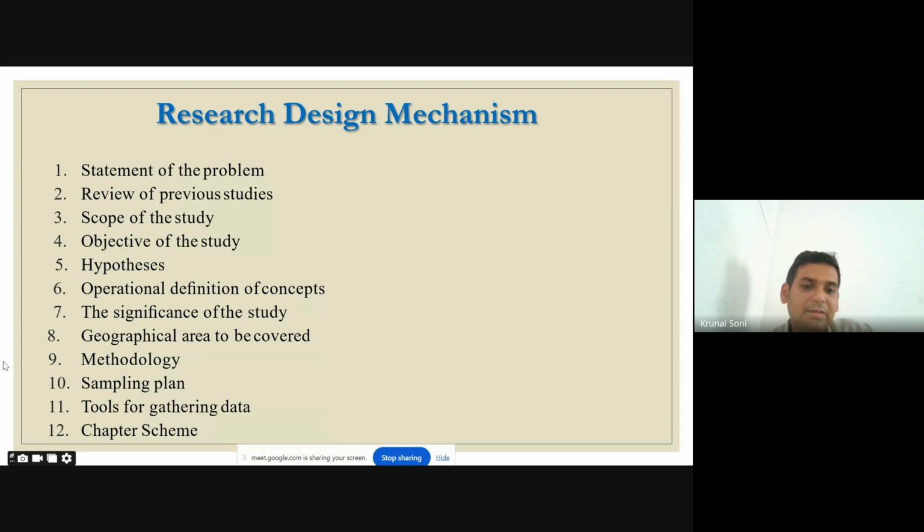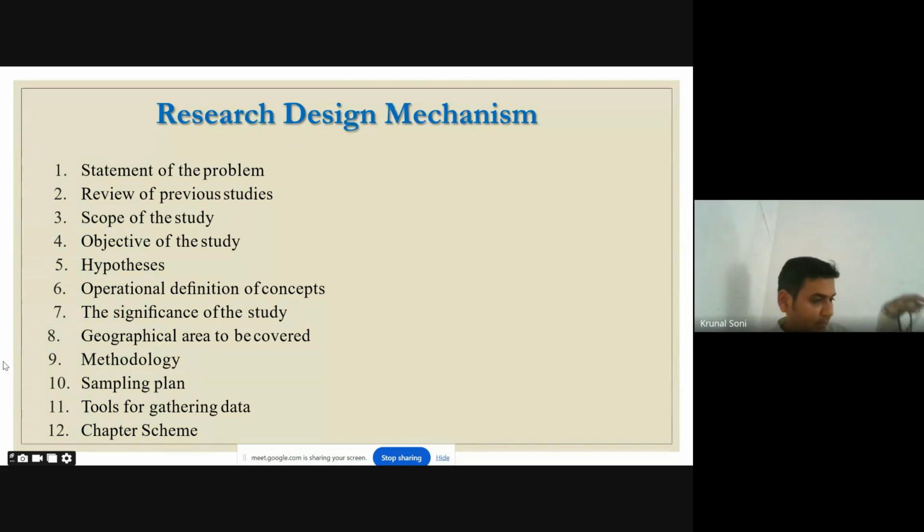Operational definition of the concept is very, very important. Then we also need to define the significance of this study, in terms of what importance this study has for society. That is called significance of the study. Geographical areas to be covered, what sort of locations we are going to cover, that is called geographical area, whether you are going to conduct in Gujarat state or in Tamil Nadu state. Depending upon the geographical locations, we have to put it into practice. Methodology, research design: which methodology we are going to use as part of the research, that is called the part of methodology.